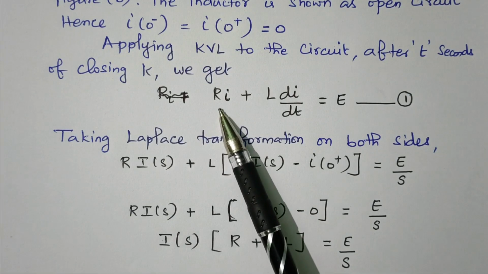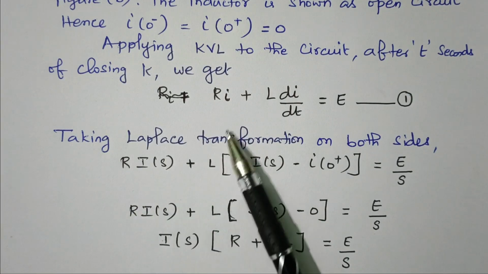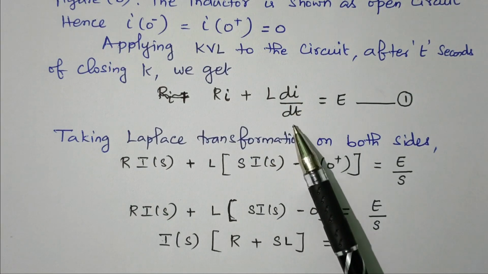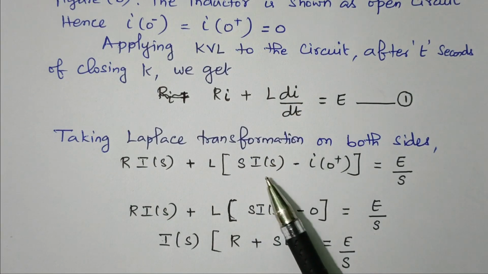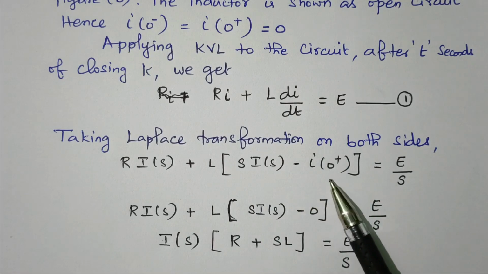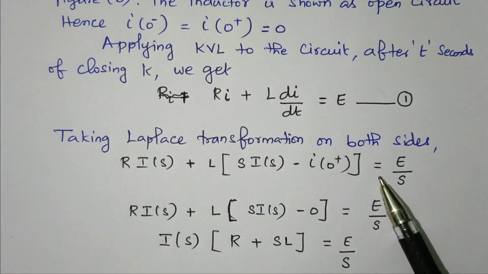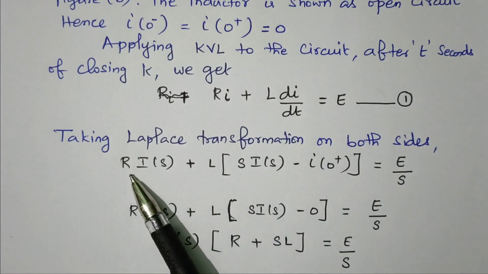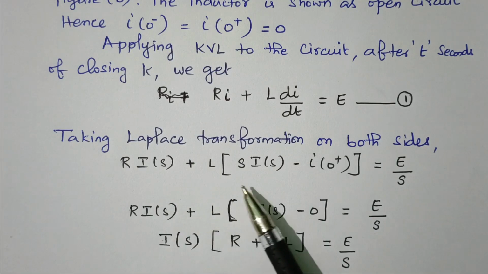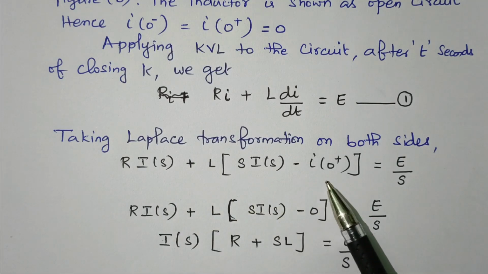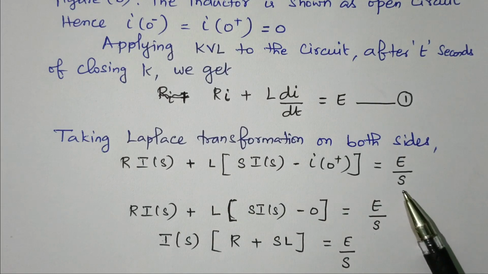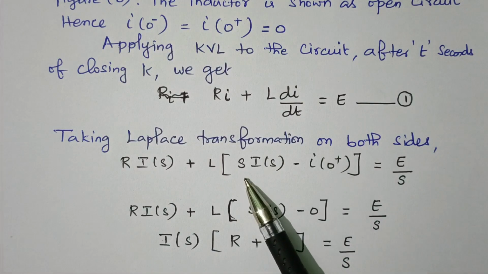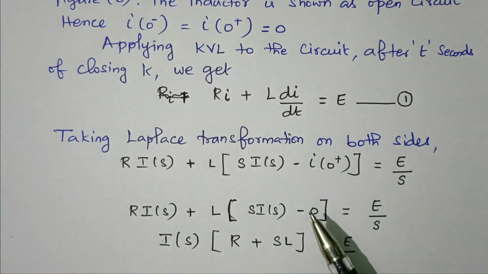While taking Laplace transform, R into i of t becomes R into I of s, plus L times di by dt, which becomes s into I of s minus I(0 plus). This is the initial condition. That is equal to the Laplace transform of E, which is E by s. So R into I of s plus L times s I of s minus I(0 plus) equals E by s. The Laplace transform of di by dt is s into I of s minus the initial condition.